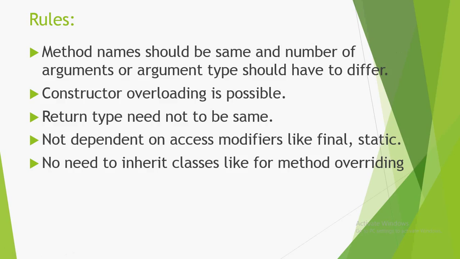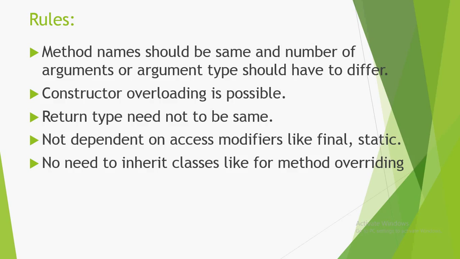If you go to the rules of method overloading, the method name should be the same and the number of arguments or the argument type should differ. Constructor overloading is possible, but constructor overriding is not possible. The return type need not be the same, but in overridden methods the return type should be the same. Overloading is not dependent on access modifiers like final or static. If we declare those methods as final or static, we can still overload them. There is no need of inheritance for overloading.